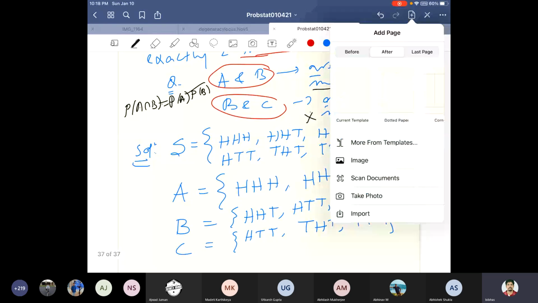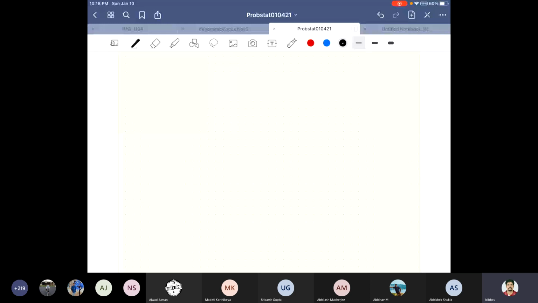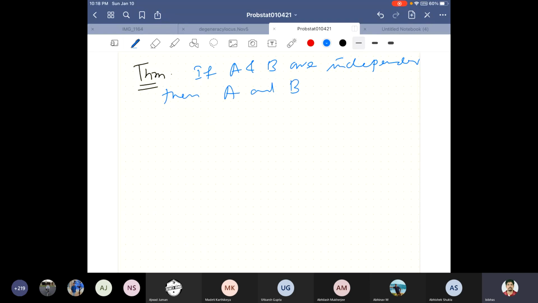Another simple observation about independence, which is also a theorem, but you can also prove it, or maybe it is obvious: if A and B are independent events, then A and B complement are also independent. Can anybody tell me how it is possible? B to the power C means B complement, or you can write B dashed. B complement and A are also independent.